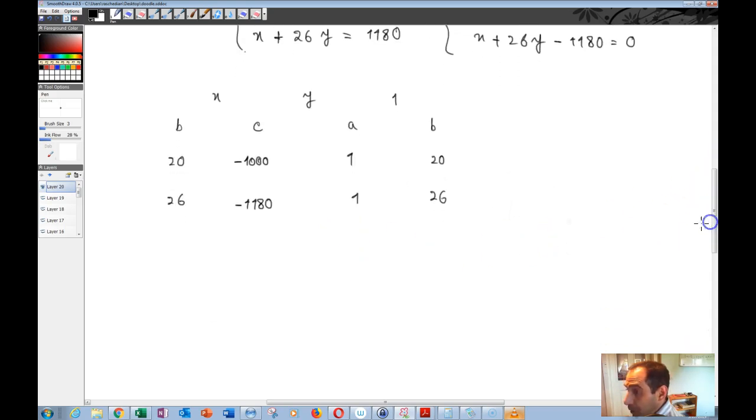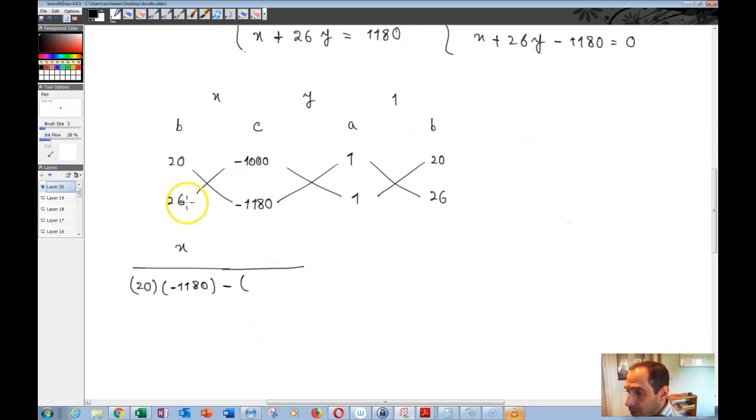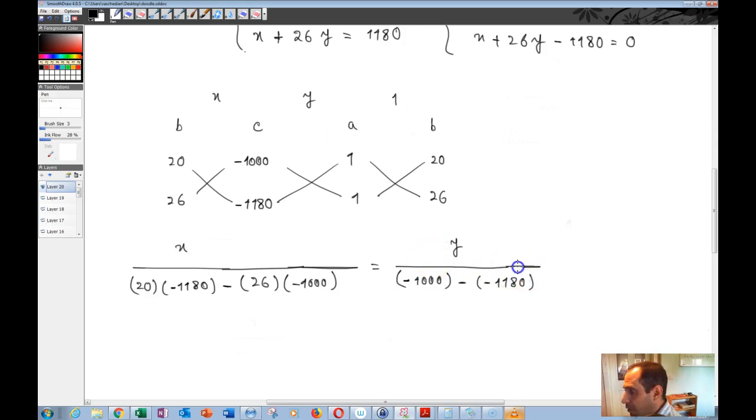Okay, so then you can write this as x over, and you need to cross multiply here: 20 times negative 1180 minus 26 times negative 1000, is equal to y over 1 times negative 1000 minus 1 times negative 1180, which is 1180, and then the next part is 1 over 26 minus 20.